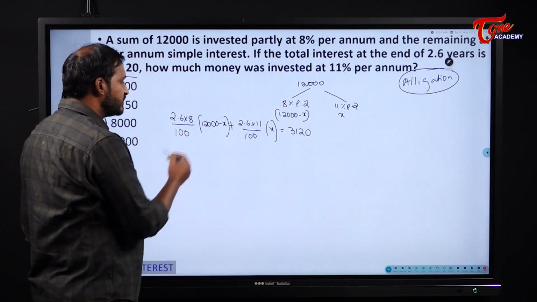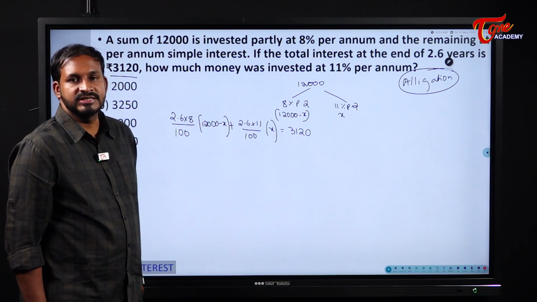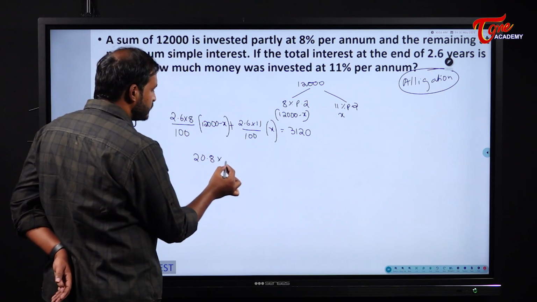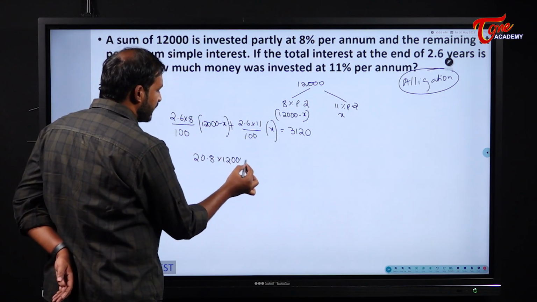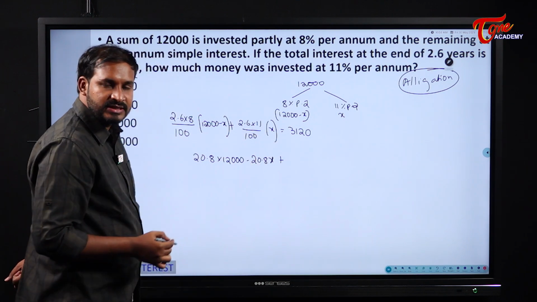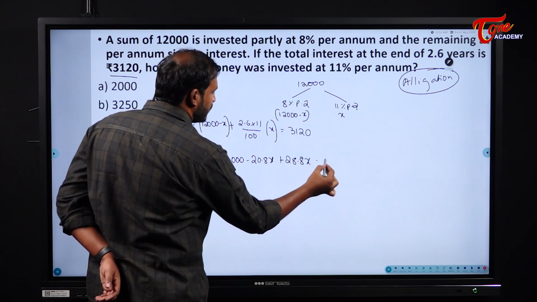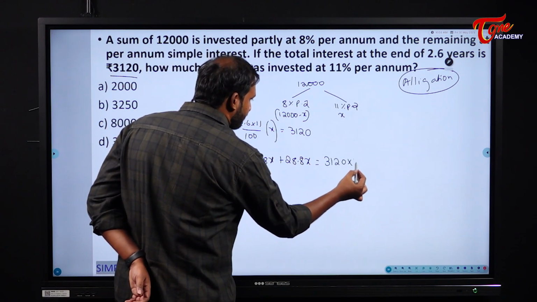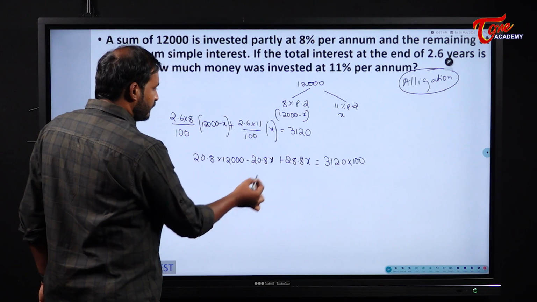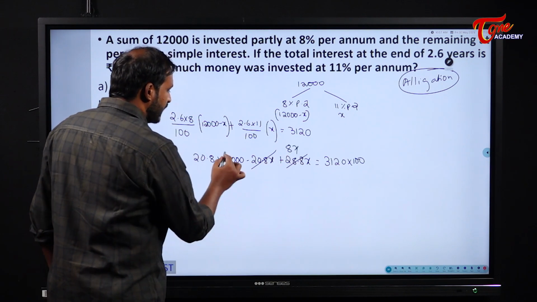So now what happens to these students? Multiply 2.6 into 8. 26 8s are 20.8. 20.8 into 12,000, I am directly multiplying inside. 12,000 minus 20.8 X plus 11 into 2.6, 26 plus 2, 28.8. 28.8 X is equal to 3120 into 100. I am directly taking into 100. Okay. So now what happens to this? 20.8 X, and this one becomes 8X overall, and I will send this to this side.